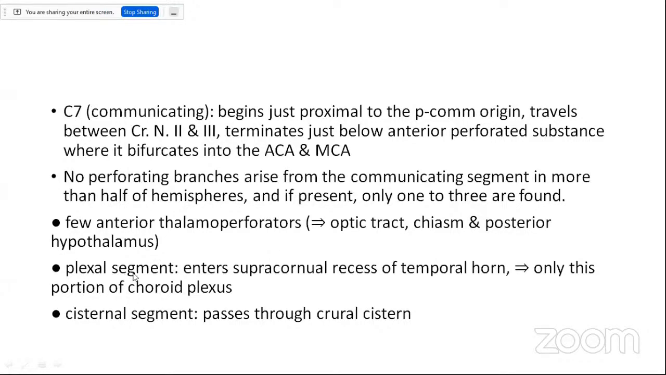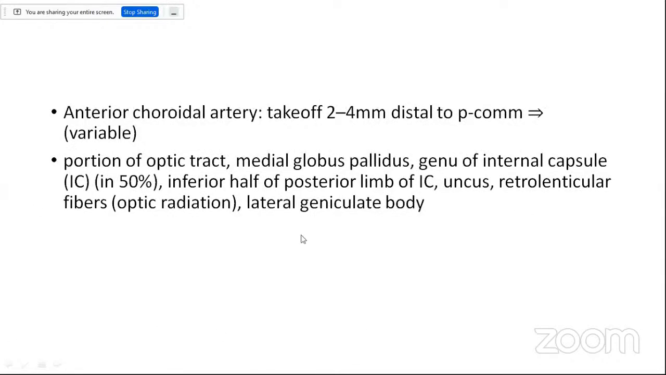There are two segments: the plexal segment, where it enters the temporal horn, and only this portion of the choroid plexus is formed by this, and the cisternal segment, where it passes through the crural cistern. Then we have the anterior choroidal artery, an important branch. It takes off 2 to 4 mm distal to the PCOM, and it supplies a portion of the optic tract, the medial globus pallidus, the genu of the internal capsule, the inferior half of the posterior limb of the internal capsule, the uncus, the retrolenticular fibers, and the lateral geniculate body.